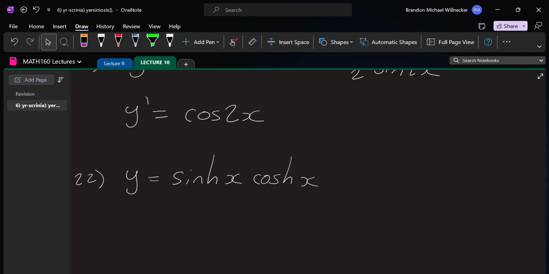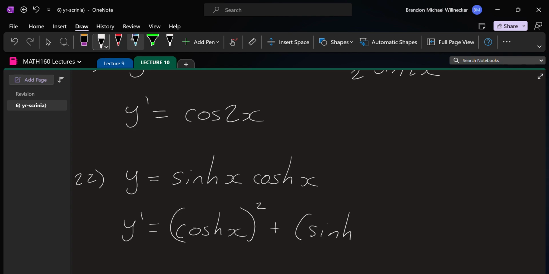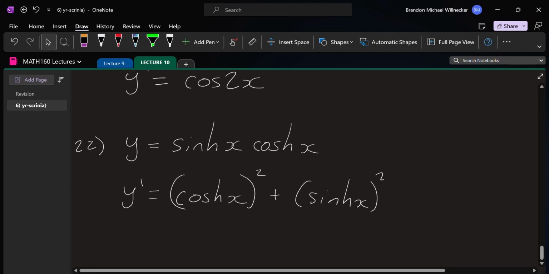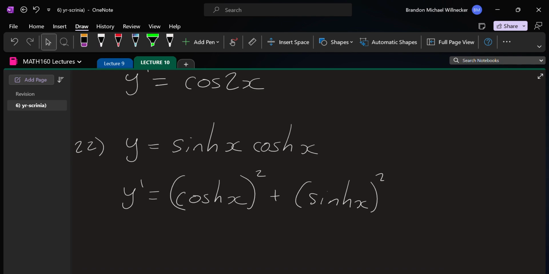Okay, 22 is something similar. We have y is equal to sine hyperbolic x cos hyperbolic x. Okay, again, product of two things. Let's use the product rule for this one. So we have y prime is equal to the derivative of the first one, leave the second alone. So we're going to end up with cos hyperbolic x squared plus, then we leave the first one, take the derivative of the second, and then we end up with sine hyperbolic x squared.